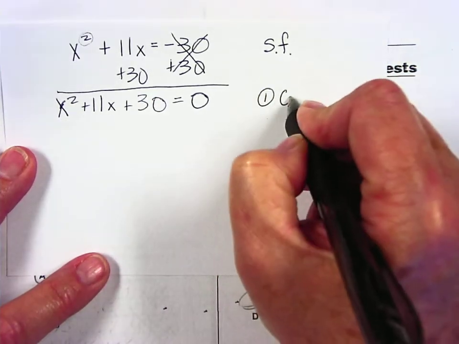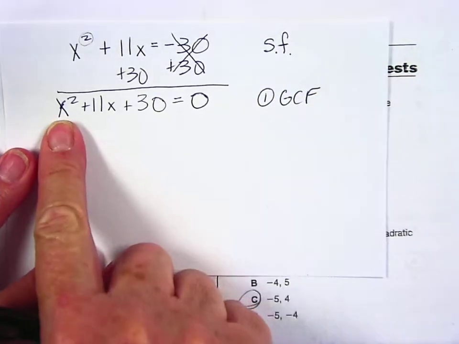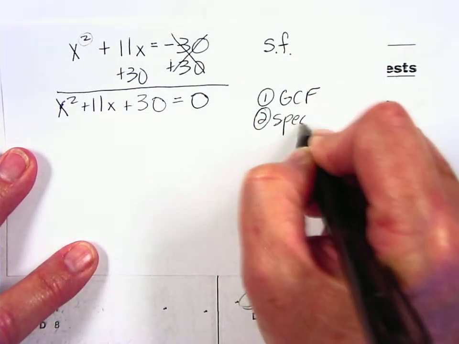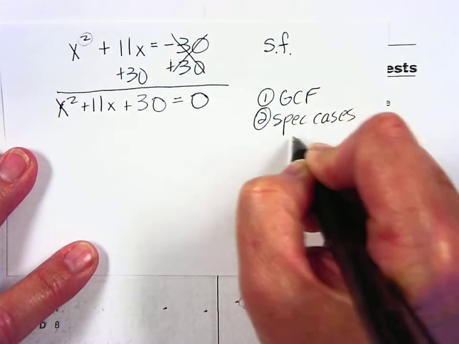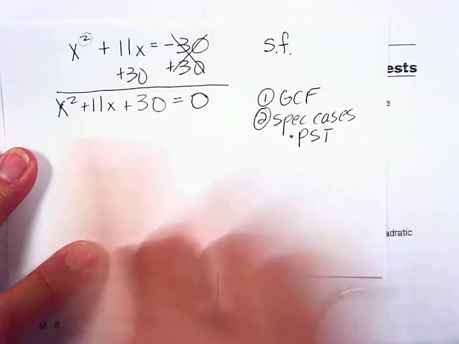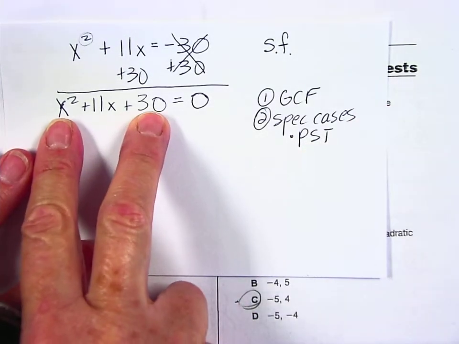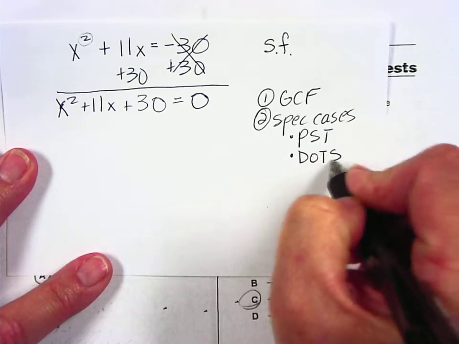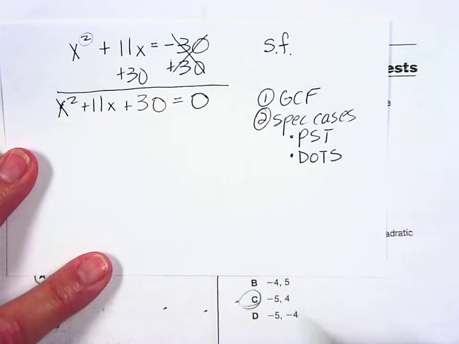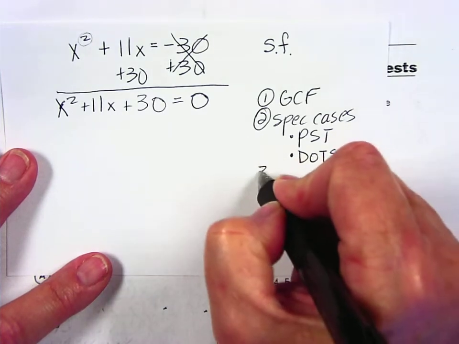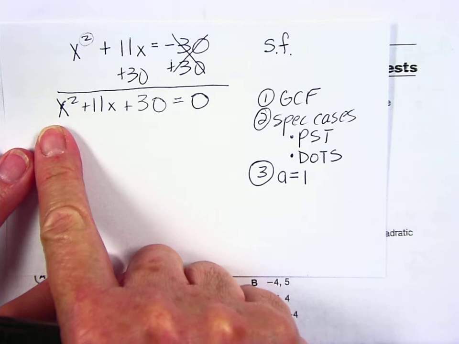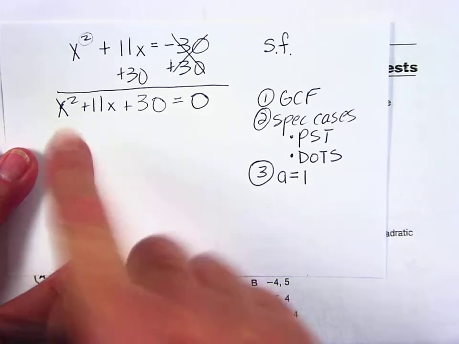I'm going to look and see if there's a GCF, and I do not see one. Then I'm going to look for special cases, which would be either a PST or DOTS. This is not a PST. 30 is not a square number, and it's not DOTS because DOTS is always a binomial, and this is a trinomial, so it's not a special case. Step 3, I'm going to look at my a value. Since a is 1, I'm going to use regular old X-man.